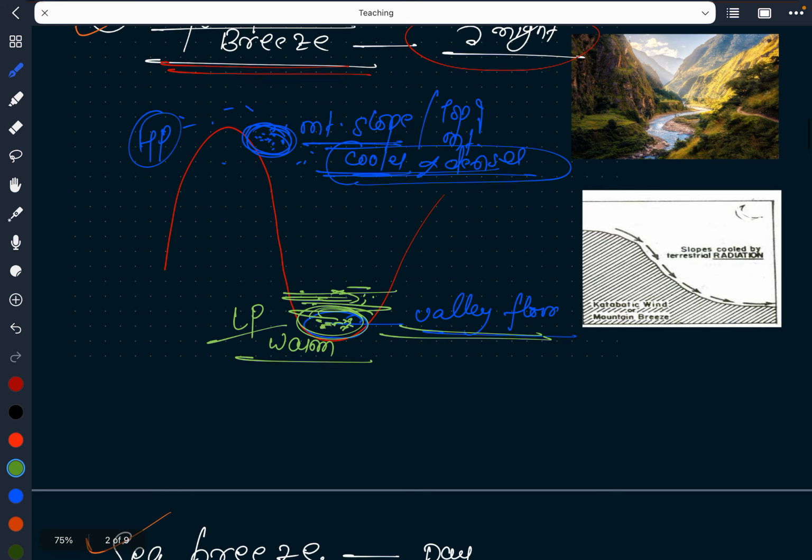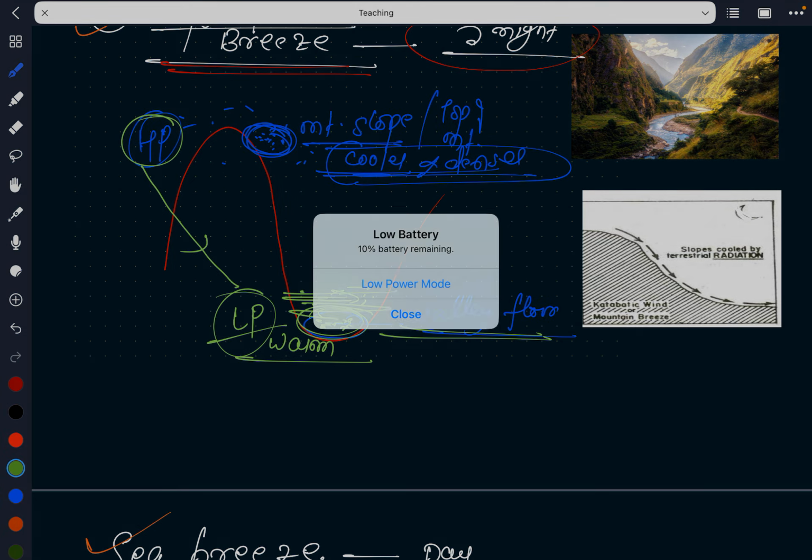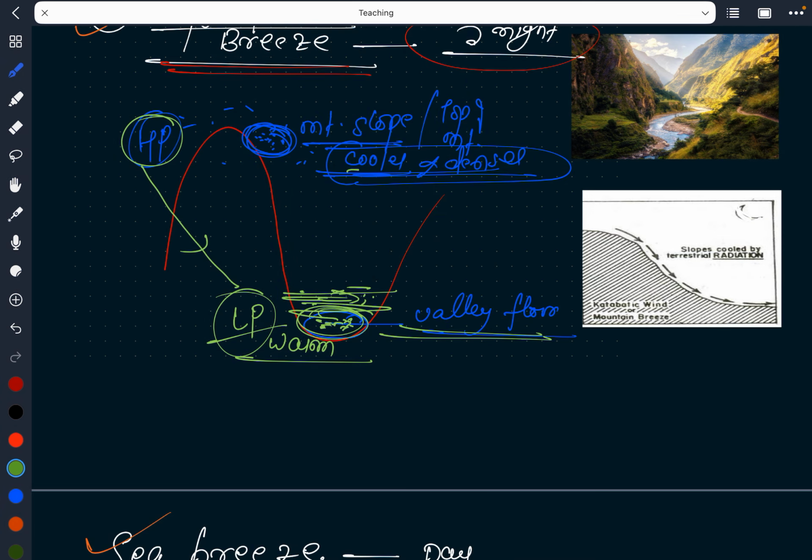Warm air creates a low pressure region. Again, see here we have high pressure at the top and low pressure at the bottom, so there will exist a pressure gradient. Because of this, a pressure gradient force will develop, and because of it the wind will sink down. Another reason is that cooler air is also denser and heavier, so gravity will make it move down. So the air will blow from the mountain slope to the valley region at night.